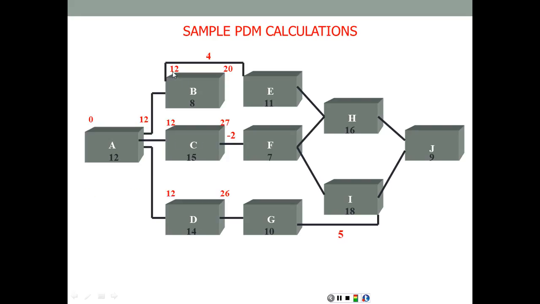And with their respective durations, activity B has 8 days, so it's going to finish on day 20. Activity C, 15 days, ending on day 27. And activity D, 14 days, ending on day 26.